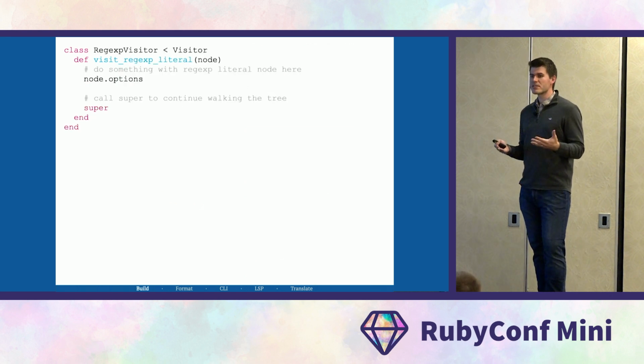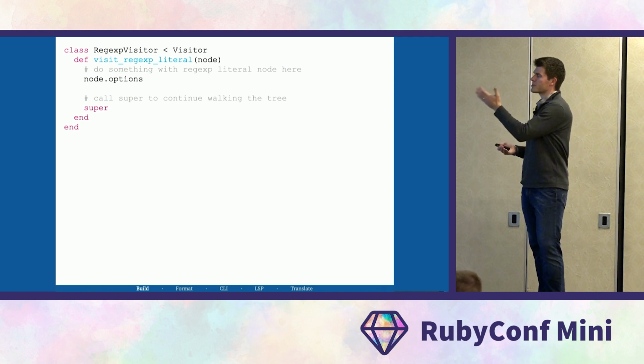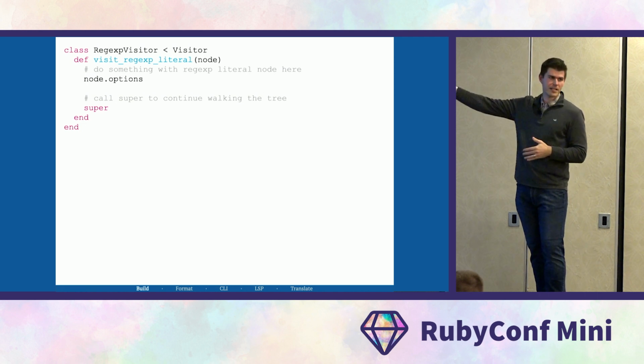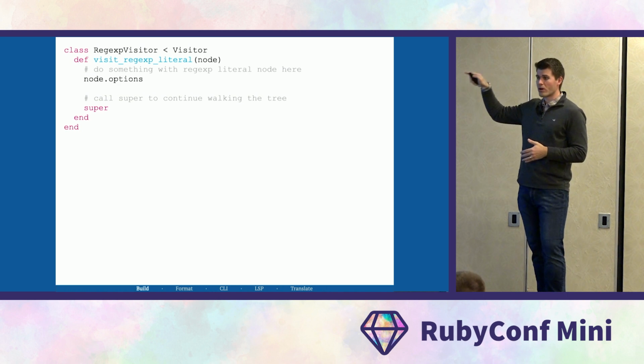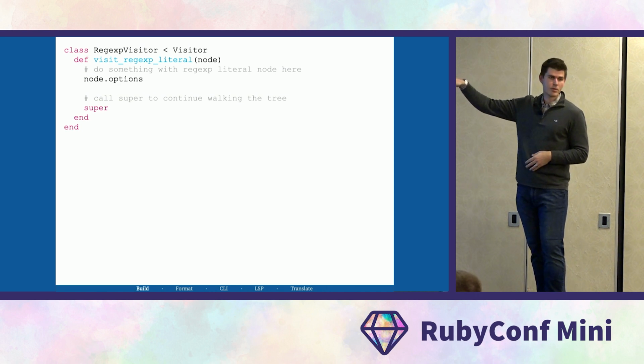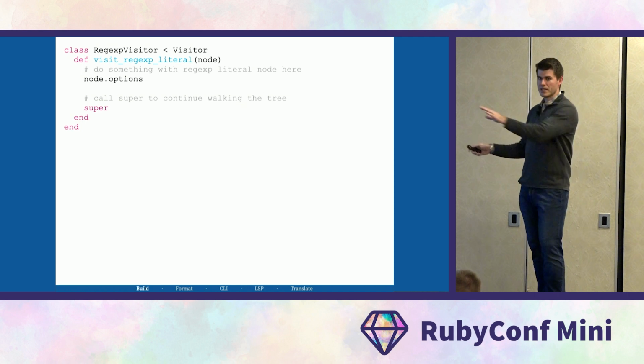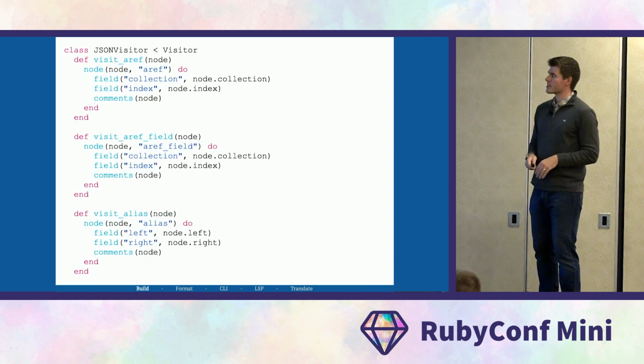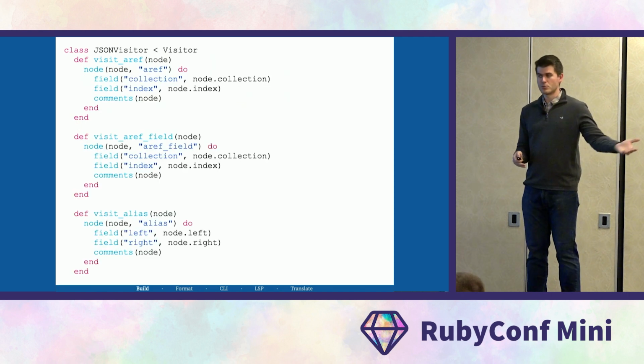You can start to do very interesting things with these visitors. If you only care about certain nodes, you can allow it to visit every single thing in the file and only find these nodes. Let's say you wanted to do an audit of the options that were being passed to your regex in your project. You can go and do this. This will find every single regex in your file without you having to do anything else. This is it. We can do things like serialize the entire AST to JSON.